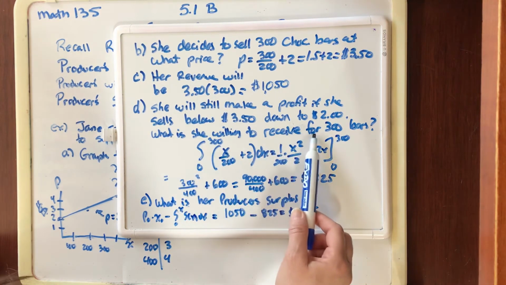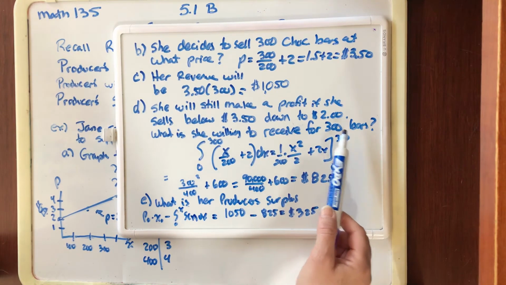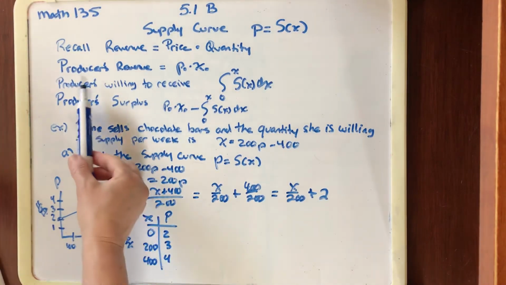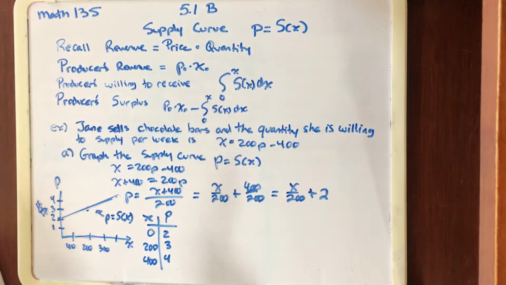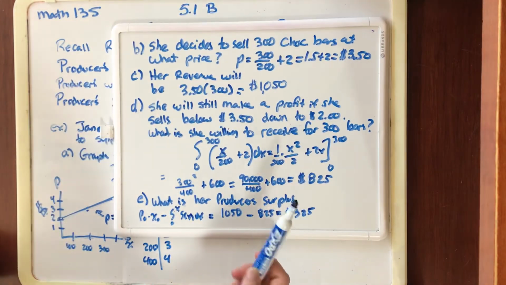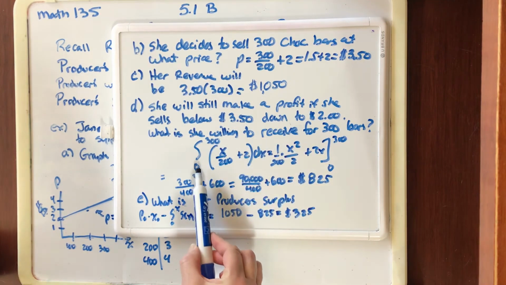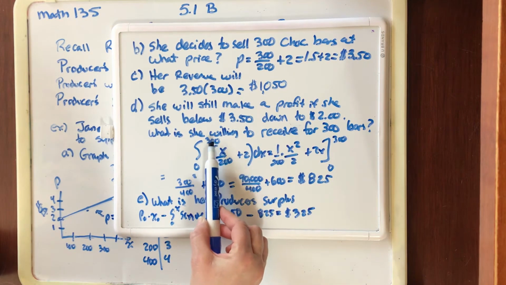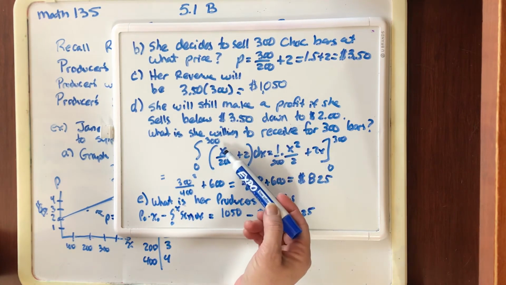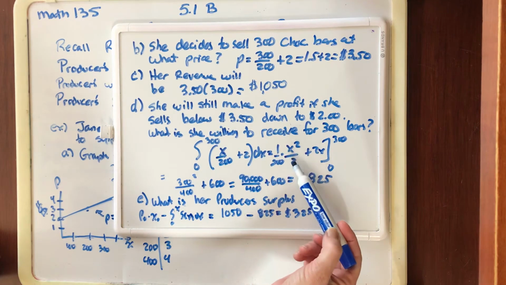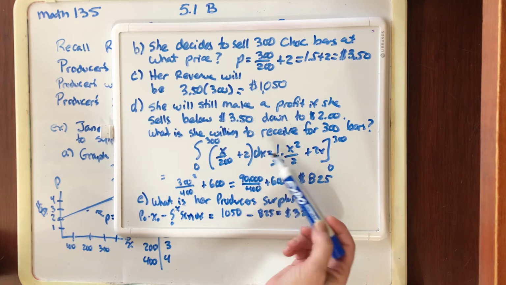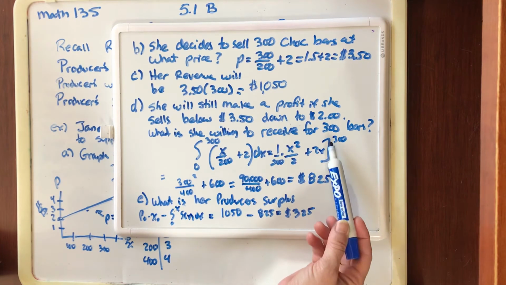What is she willing to receive for 300 bars? So willing to receive, if you remember, is right here. Producers willing to receive. We're going to be integrating. Let's see. So she's willing to receive from 0 to 300 bars, X over 200 plus 2 dx. We integrate. We add 1 to this exponent, 1 becomes 2, divided by 2, times 1 over 200. And then for this 2, we integrate, we add our X, and we're going from 0 to 300.